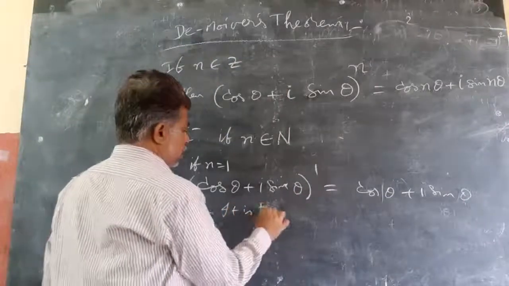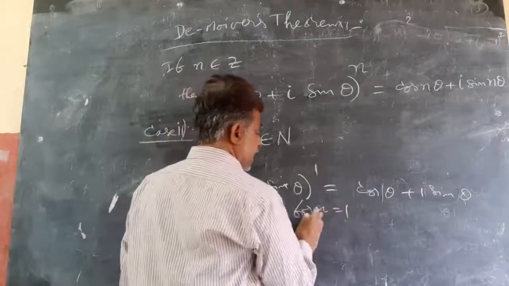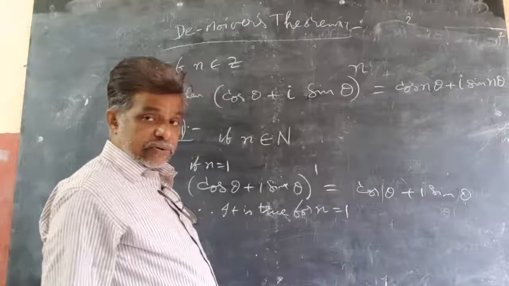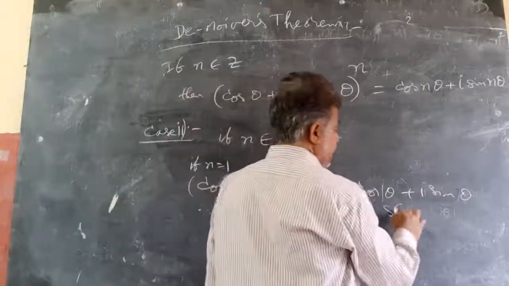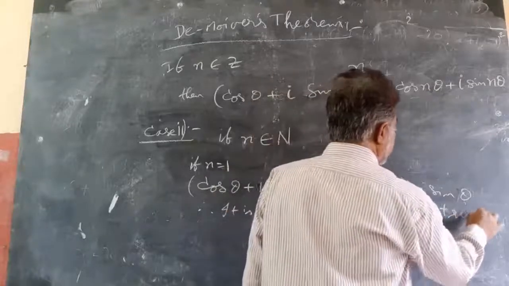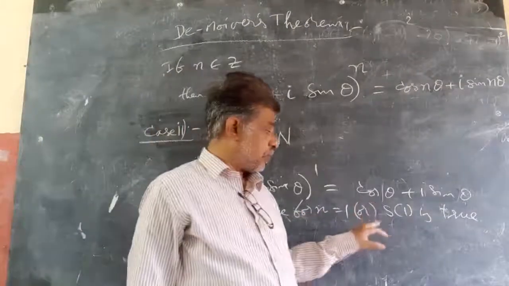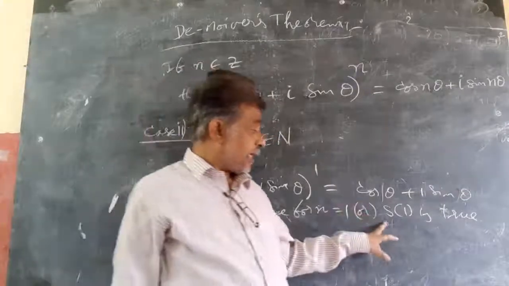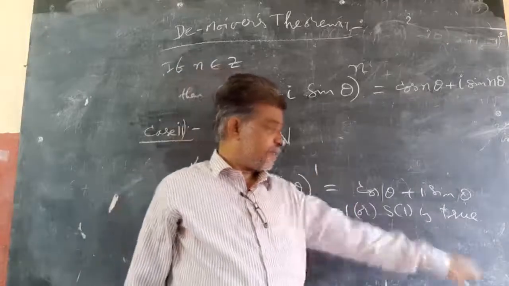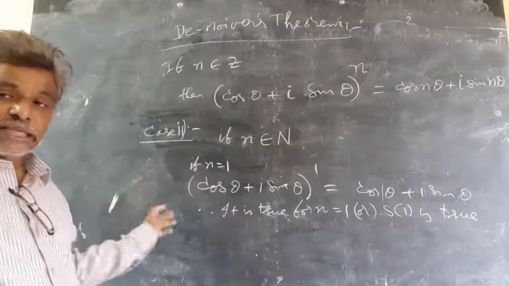it is true for n equal to 1. Or simply we will write S(1) is true. Both are the same. I told you two ways of writing this statement. One is, the statement is true for n equal to 1 simply. Or if you assume the statement as S(n), then we can write S(1) is true. Simple logic. Next step is we will assume it is true for n equal to k.